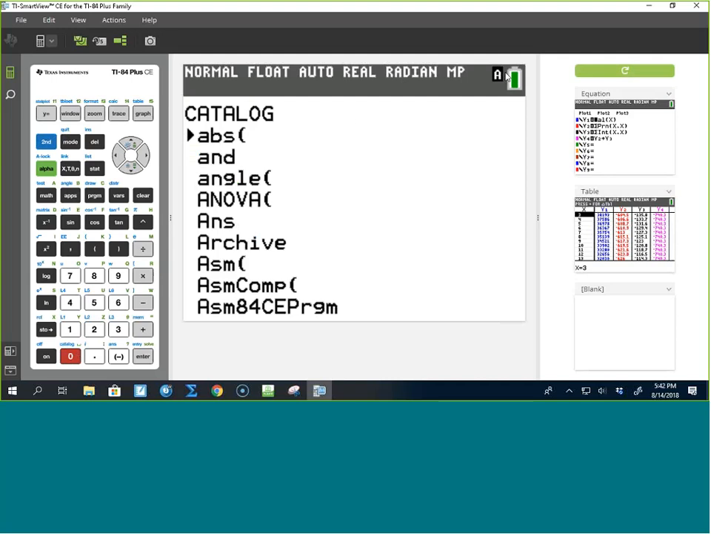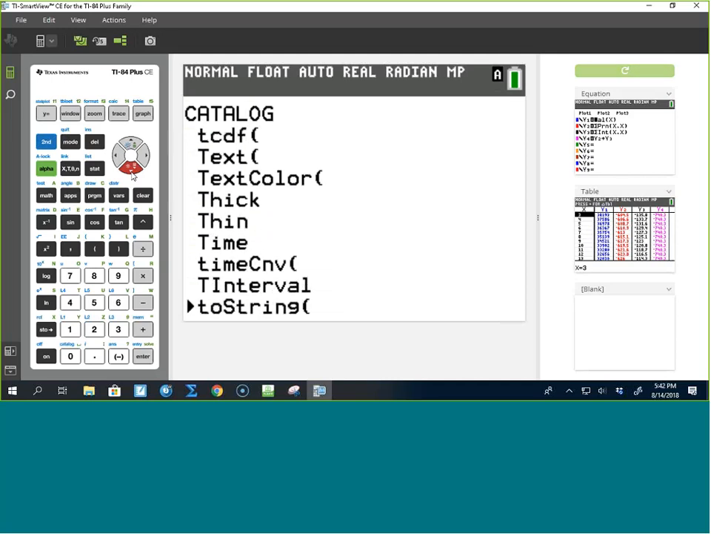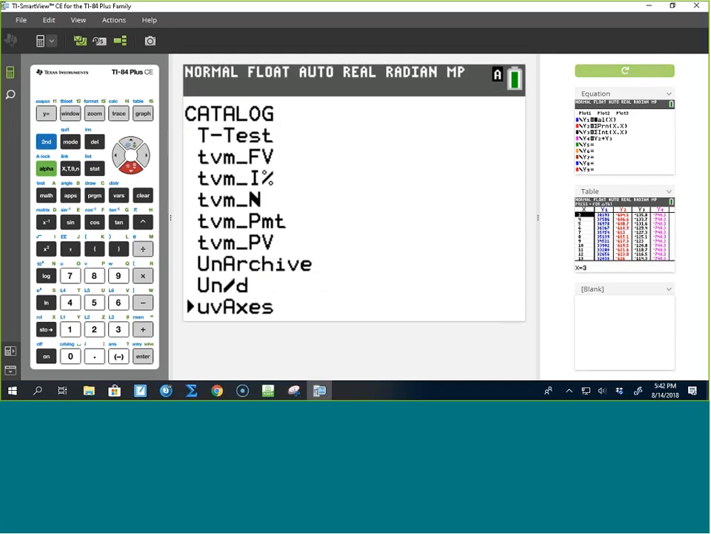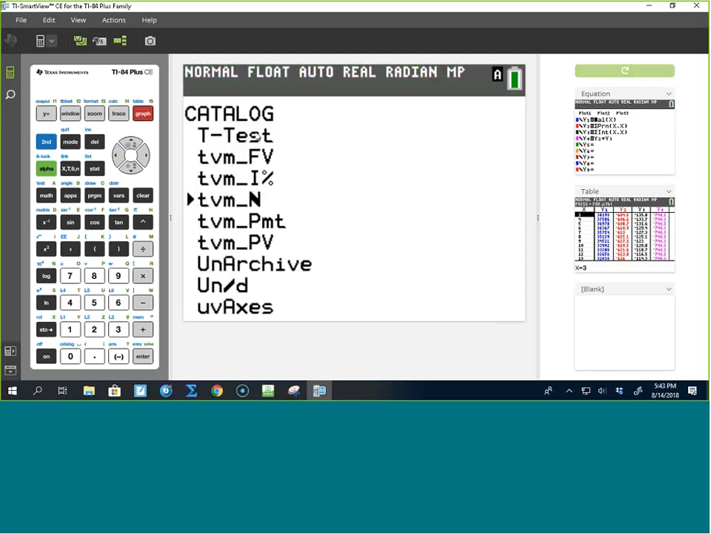I can see up here at the top of my screen there's a little A next to the battery saying, hey, I'm in alpha. And I'm going to press on T, which is a 4, and then I can go down, and it's going to say, hey, you have TVM future value, TVM interest, TVM N, TVM payment, and I can select those. What I like about some of this as well is that we can hit the plus key, and it'll tell me some other things about it. Maybe not useful for this particular variable, so I'm going to hit escape on that. But when I use the catalog, it will also tell me other commands for it.